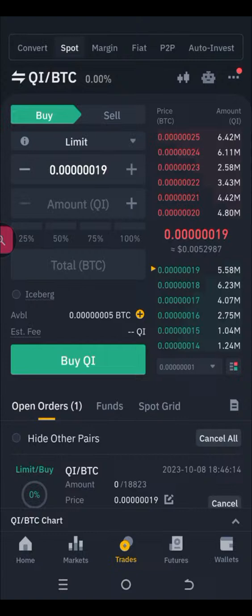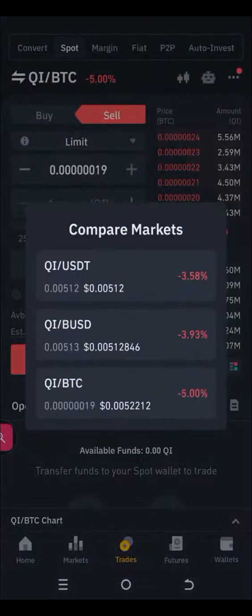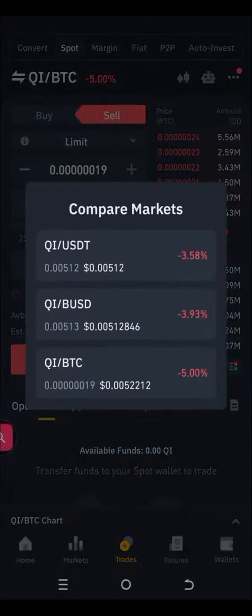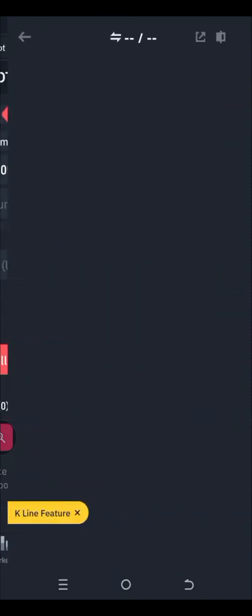See you shortly. All right, I'm back. And we've already bought the QI. Wow. But let's quickly go and check whether we can actually do a quick sellout to QI USDT. So let's quickly check on the compare markets. Wow, the prices have gone down low, because actually there's a bloodbath currently. Right now, there's a whole lot of coins that are dumping as I speak.